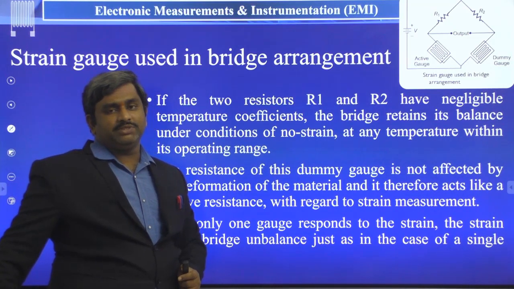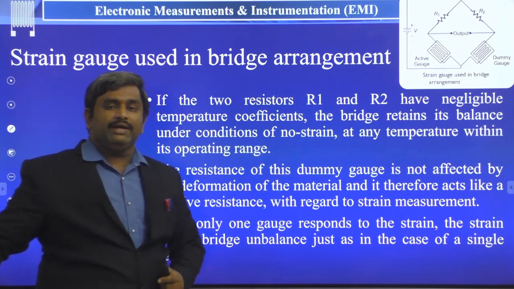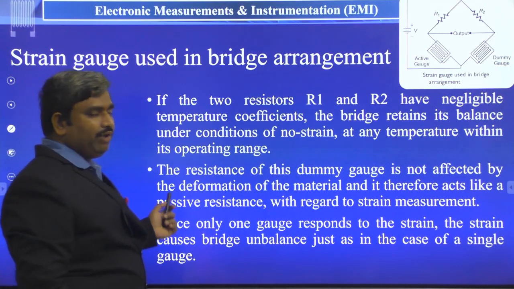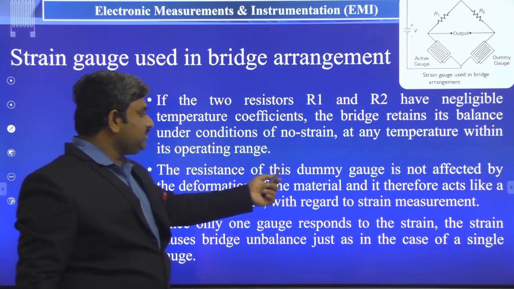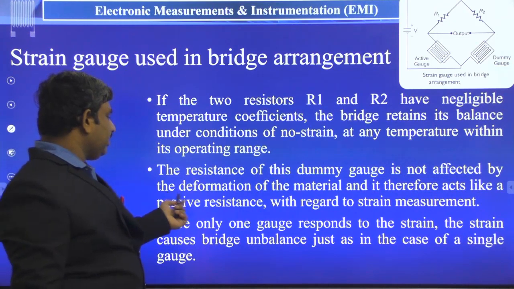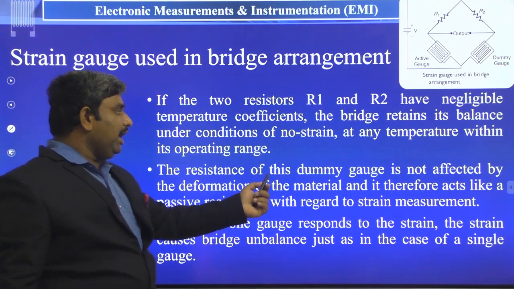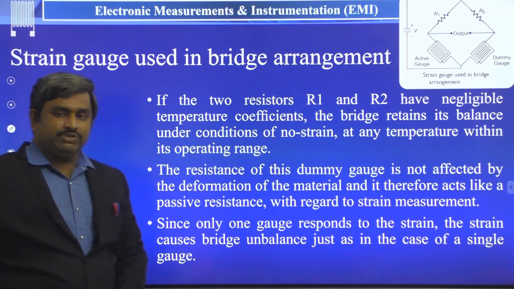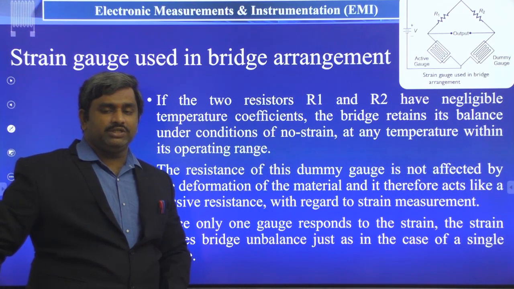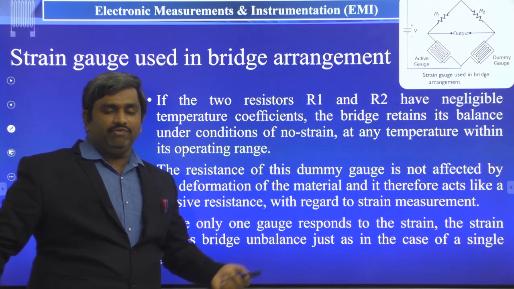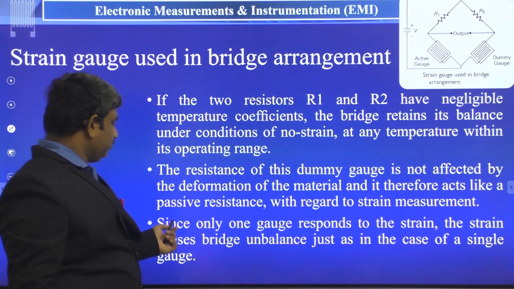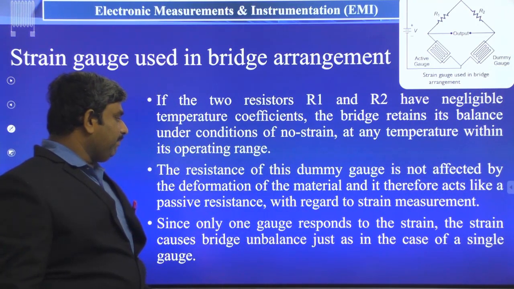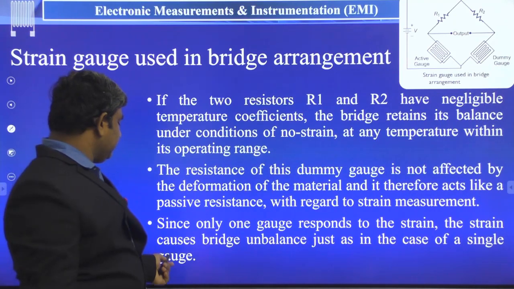In some situations, the resistance is also dependent on the temperature parameters. Here we are neglecting the temperature effects and taking normal situations. The resistance of the dummy strain gauge is not affected by the deformation of the material, and it therefore acts like a passive resistance with regard to strain measurement. So here the dummy strain gauge seems to be like a normal simple resistor. Since only one gauge responds to the strain, it causes bridge unbalance, just as in the case of a single gauge.